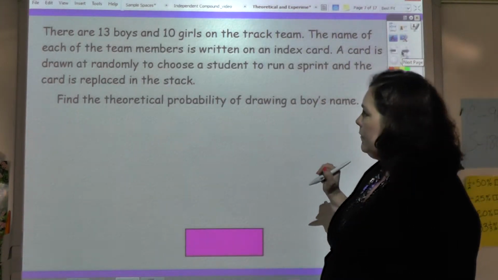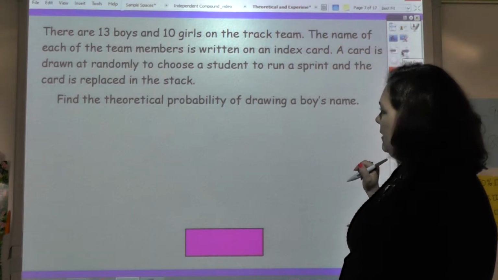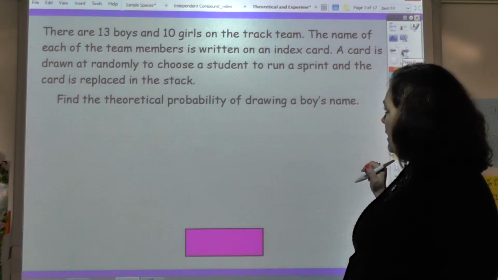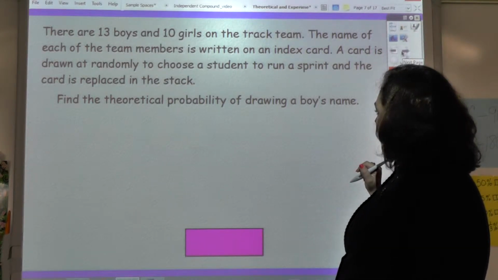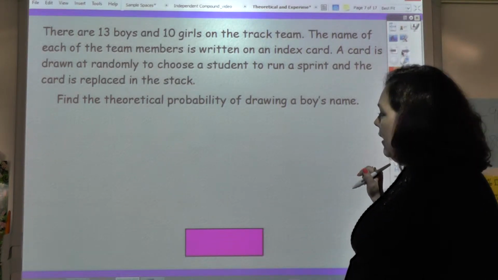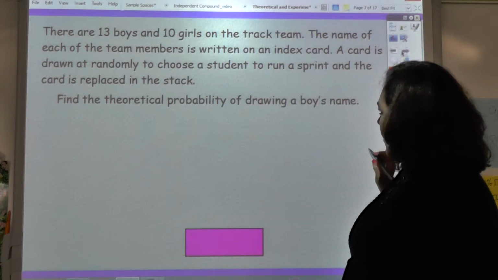So there are 13 boys and 10 girls on the track team. The name of each of the team members is written on an index card. A card is drawn at random to choose a student to run a sprint, and the card is replaced in the stack. Find the theoretical probability of drawing a boy's name.